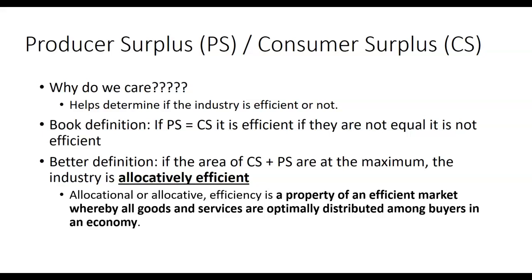Now, allocatively efficient, if you don't remember, is a property of an efficient market whereby all goods and services are optimally distributed amongst buyers in an economy, meaning at a price that's still okay with the producers. They still have to agree, the whole freedom of exchange market scenario. The producers have to agree to the price, and at that price, the most amount of consumers will be able to buy the product. If that occurs, the market is allocatively efficient. They're producing it for all the people, while still being okay with the producers. So that's why we care about this scenario.